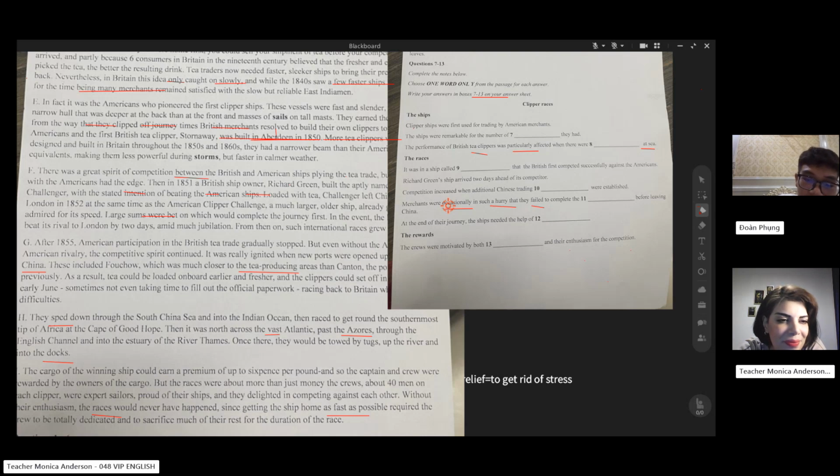Would be told by Turks. So about this one, about paragraph H, let's have a look at this one.